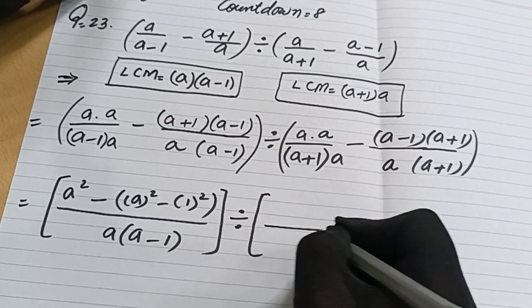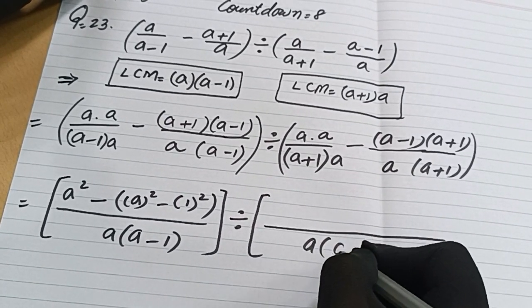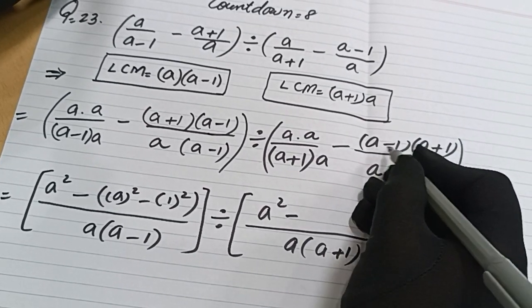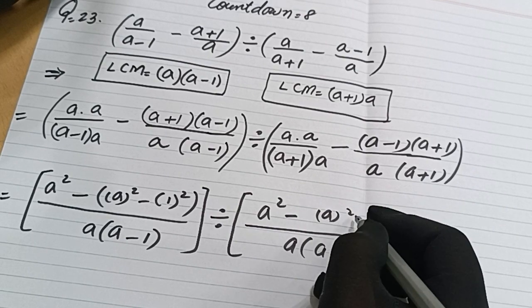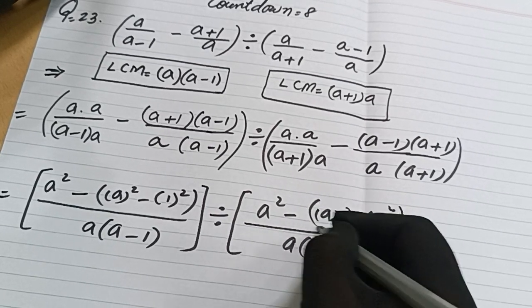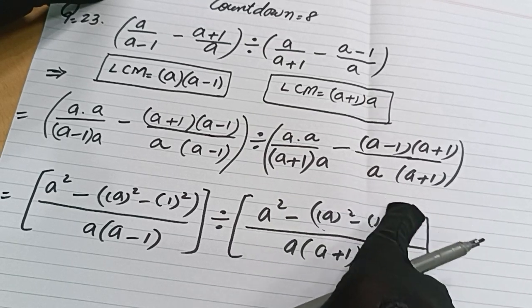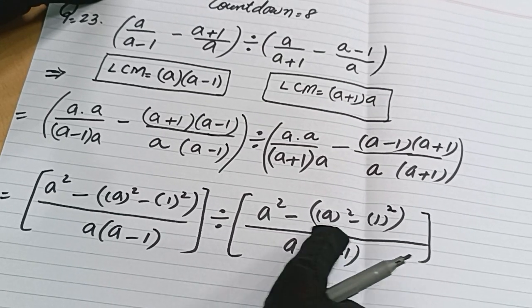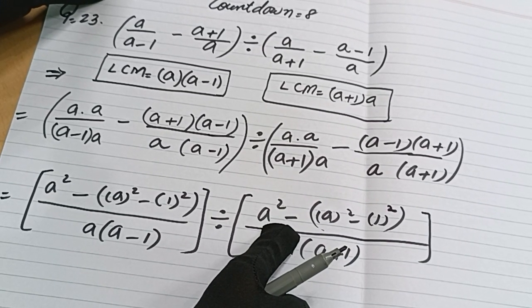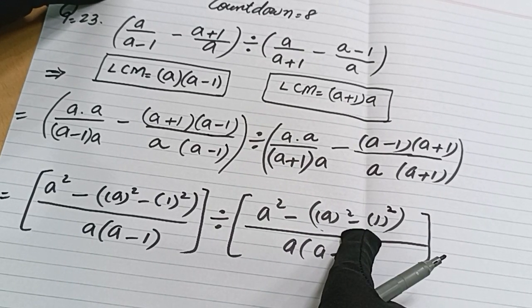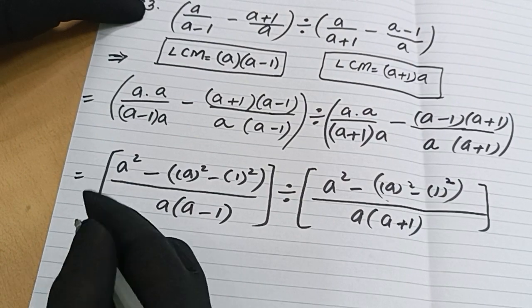A times A, again the denominator is the same, A times A plus 1, numerator A times A square minus, again the identity, first term square minus second term square. Enclose them in the bracket because outside is a minus sign. Until the internal portion is completely solved, we cannot open the bracket. Okay, we will open the bracket when it is solved. Then the external sign will also affect the internal signs.